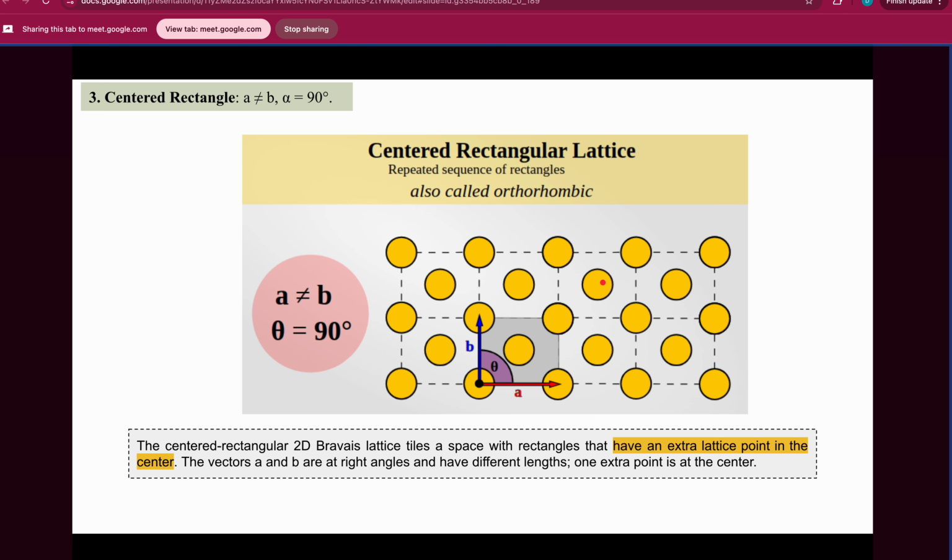Now we'll talk about the centered rectangular lattice. As I have mentioned, whenever we talk about centered, it means that in the plane we are considering, there will be a lattice point present in the center. This centered rectangular lattice is also referred to as orthorhombic in some textbooks. In this case, A will not be equal to B because it is a rectangle, so both sides will be of different lengths, but the angle formed will be 90 degrees. It has an extra lattice point in the center. This is the only difference between the rectangular lattice and the centered rectangular lattice.